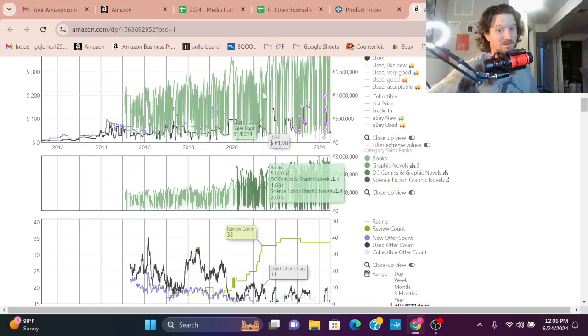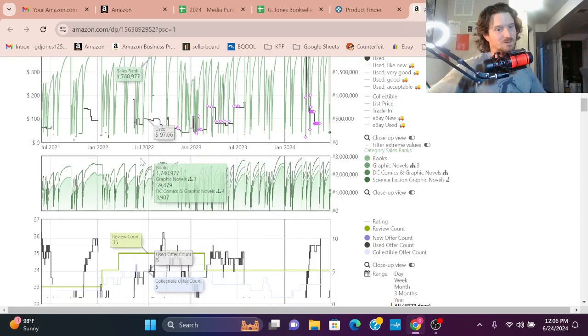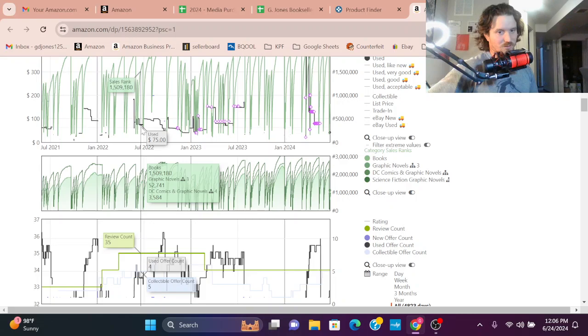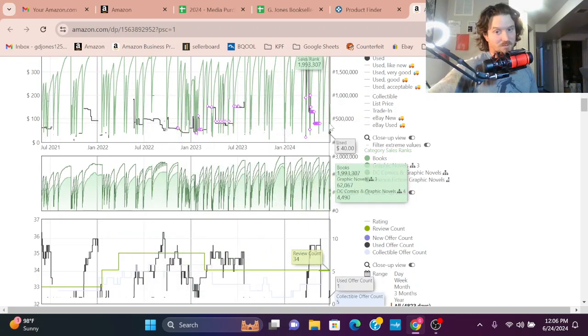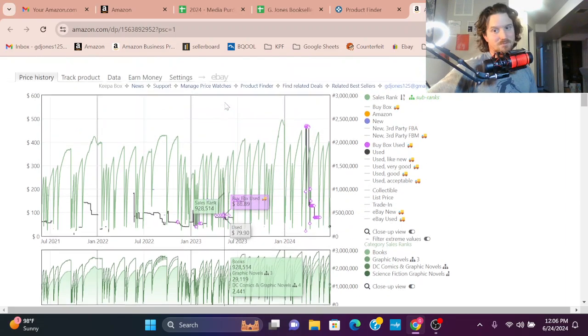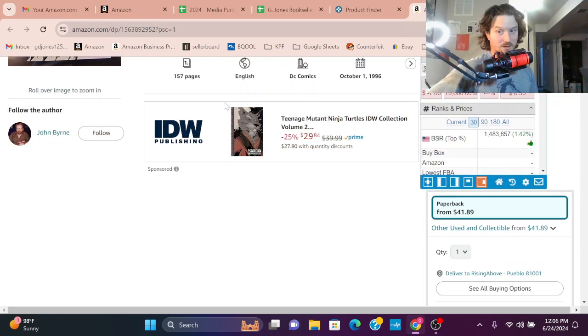But once you have enough cash flow, I think it is good to at least add the higher end books into your catalog, because man, when they hit, they are very nice, and then you just have to pray that they don't get returned.